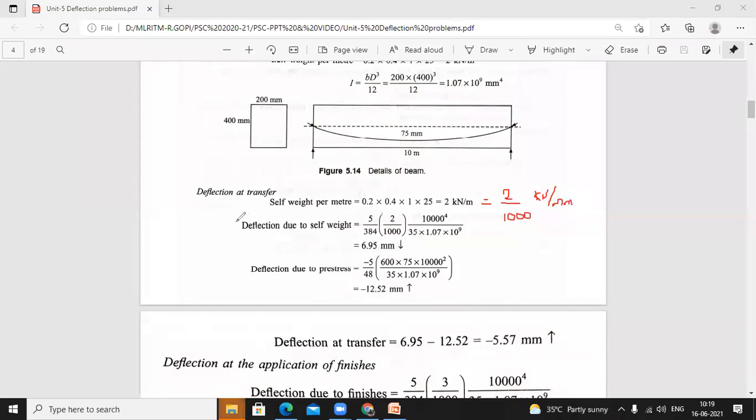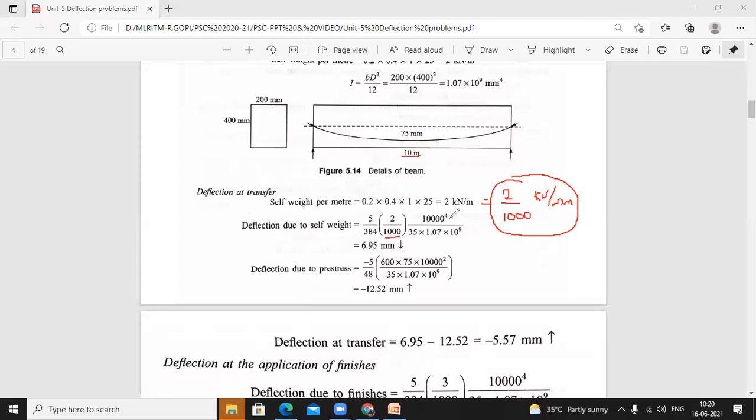So deflection due to self-weight, since it is like a UDL load. For a UDL load, what is the deflection formula? A simply supported beam carries a UDL load. The formula is 5 by 384 WL power 4 divided by EI. So substitute all the values: 5 by 384, W is 2 divided by 1000 kilonewton per mm. This 1000 means we are converting kilonewton per meter into kilonewton per mm. L is 10 meter.